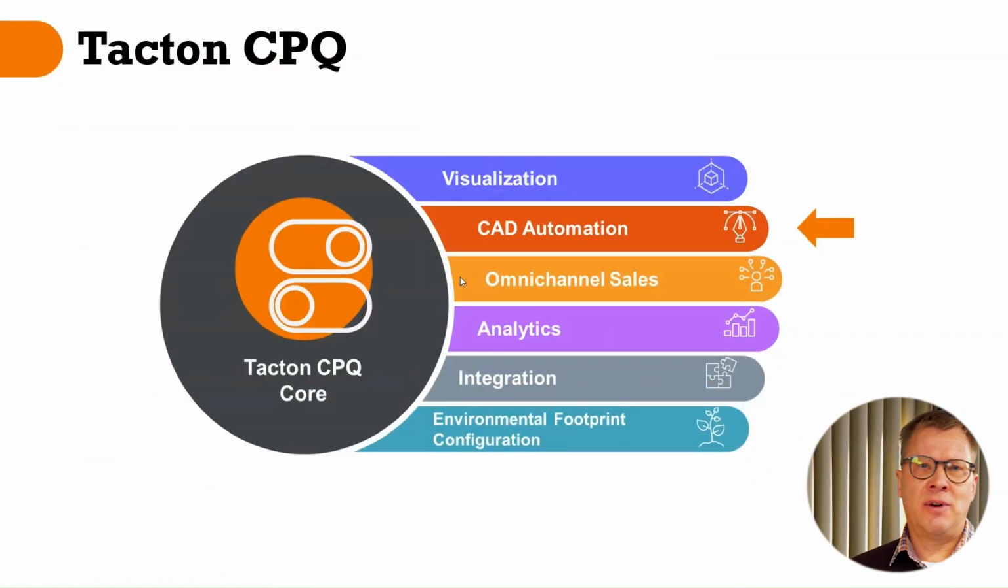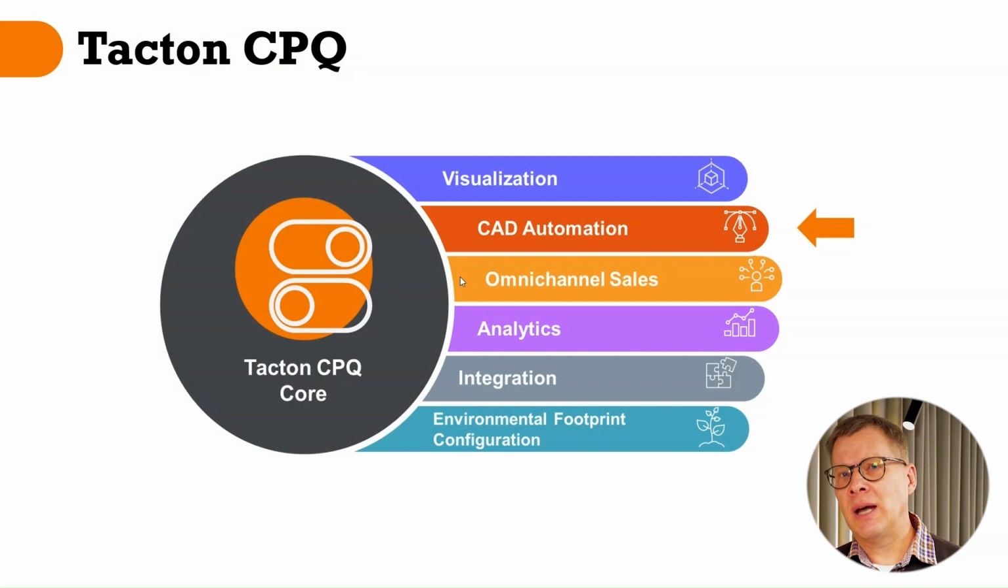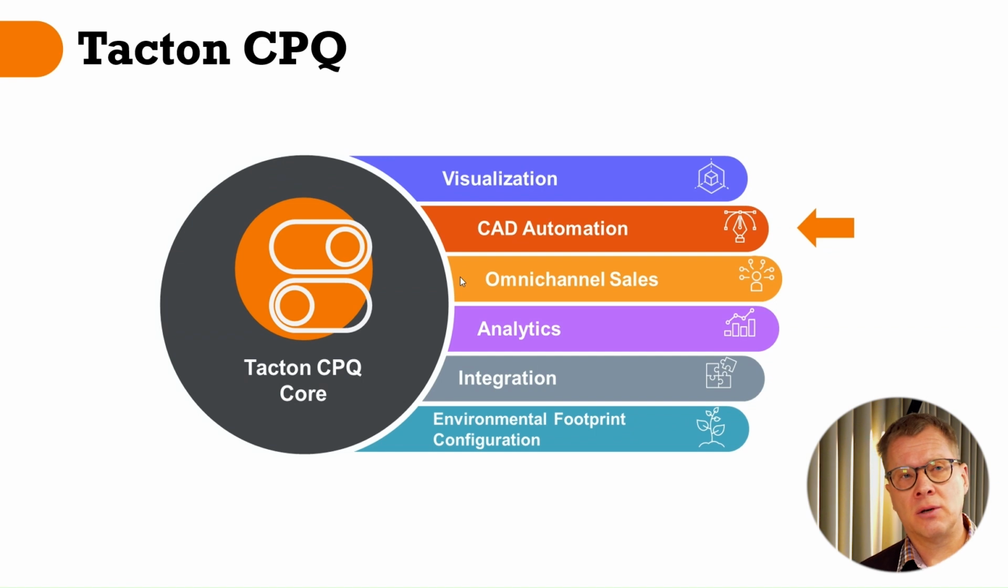So, Tacton CPQ has vast functionalities in many different areas. Of course, configure, price, and quote is at the core of our solution. But today we're going to focus extra on an option that we call CAD Automation, by which you automate the generation of CAD files for your configured product in CPQ. I also encourage you to take a look at the other product video series that we have prepared going through the other things in the portfolio.